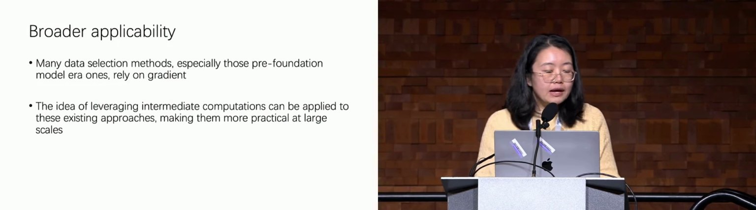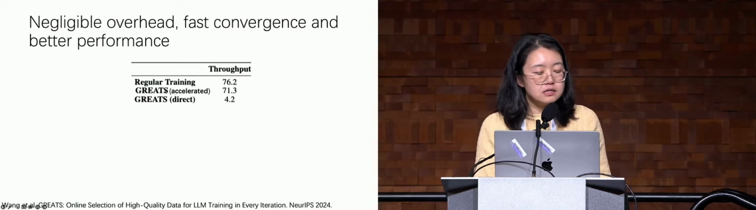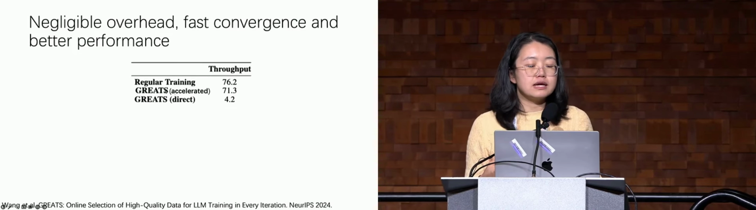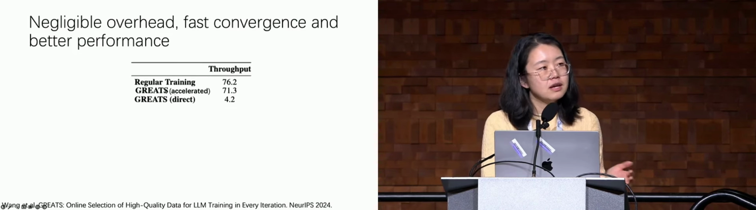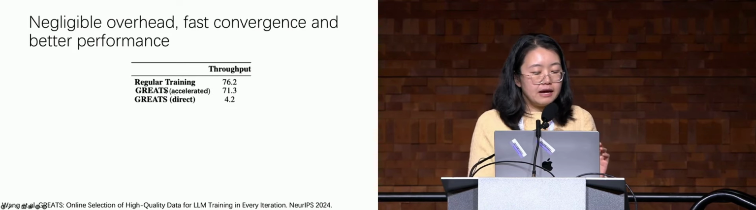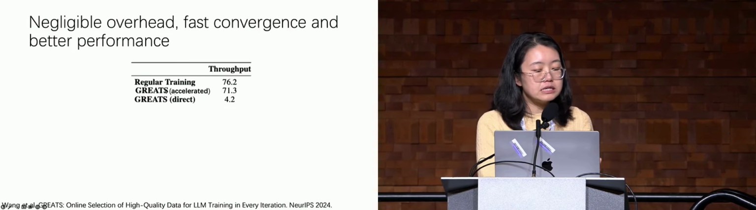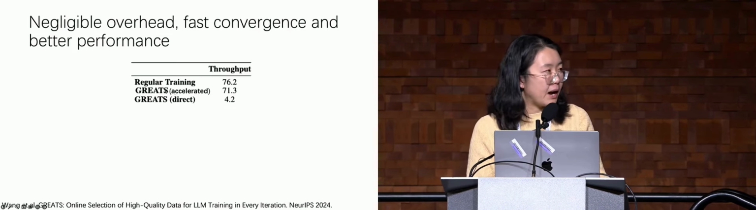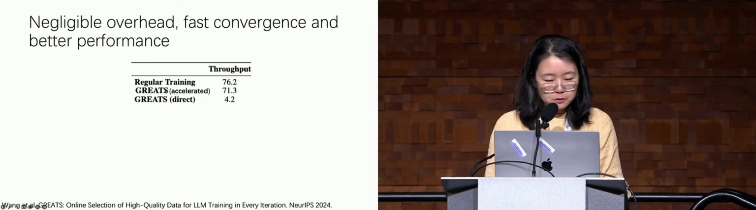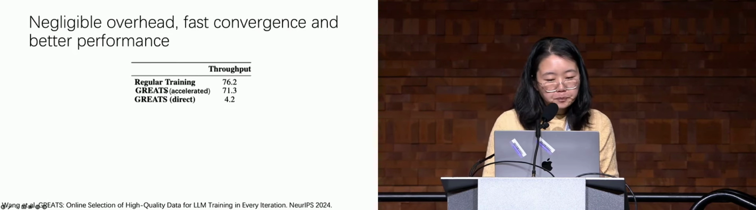Okay, I want to highlight that the two techniques I just talked about can be applied much more generally. Many data selection methods, especially those that emerged before foundation models, heavily rely on gradients. If you use this idea of leveraging intermediate computations, it can be applied to these existing data selection methods and make them more practical at a foundation model scale. And here are some examples that can be improved by these ideas.